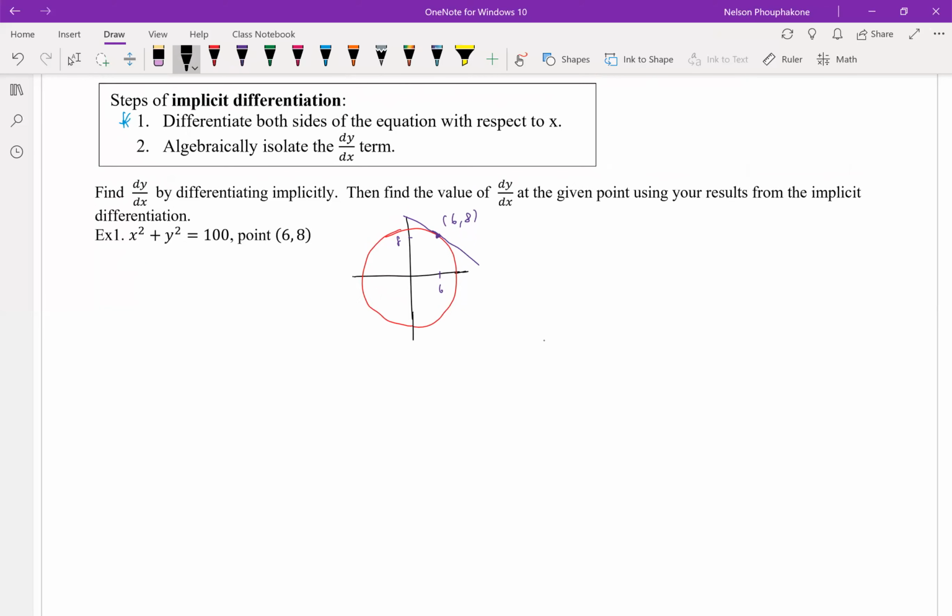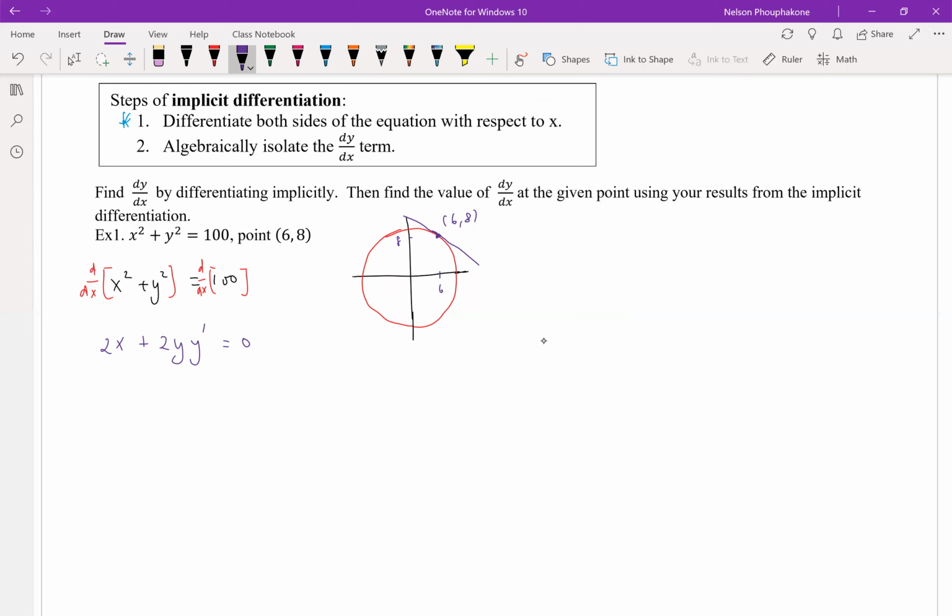First of all, I have the function x squared plus y squared equals 100. Now I'm going to take the derivative with respect to x of both sides of the equation. The derivative of x squared is 2x, plus the derivative of y squared is 2y, remember y prime, equals the derivative of 100, which is a constant, so it is 0. Then we are done with step number 1.